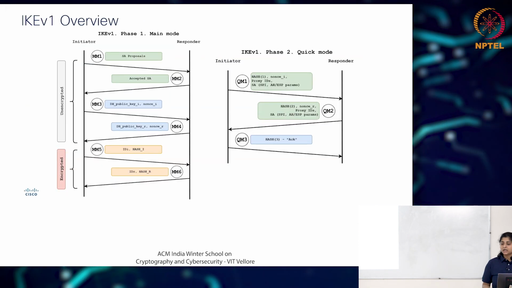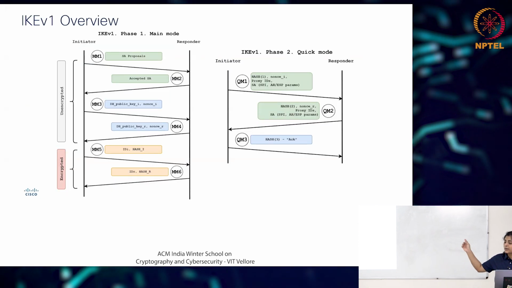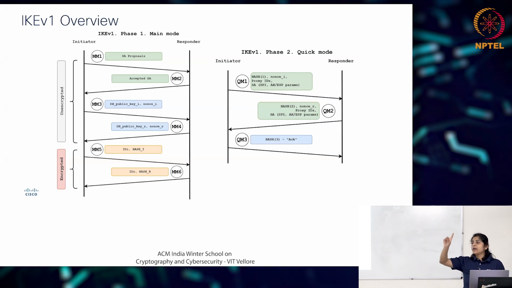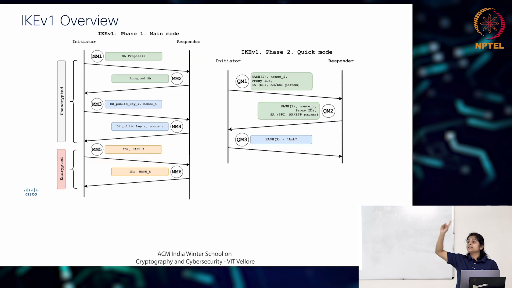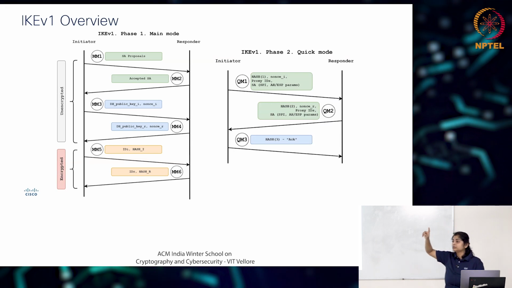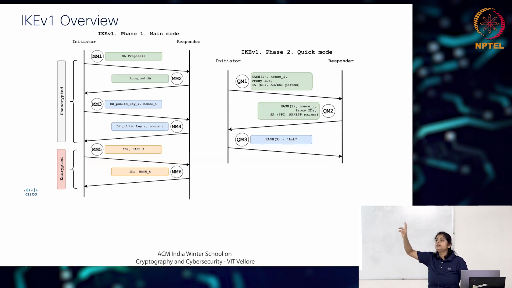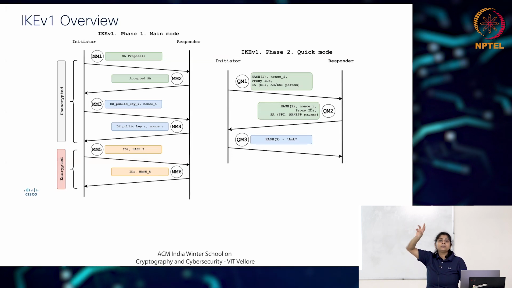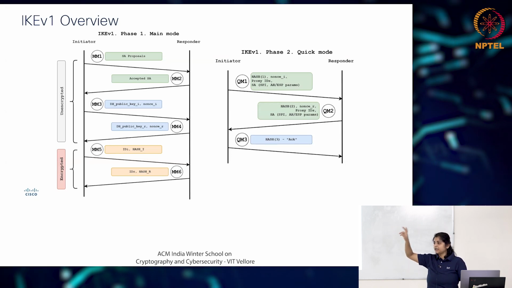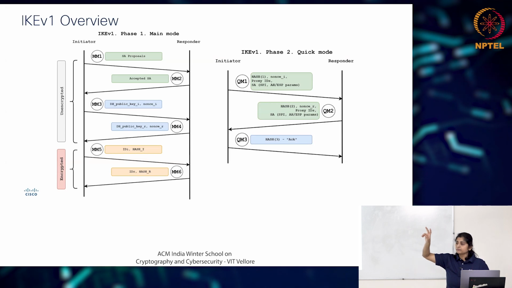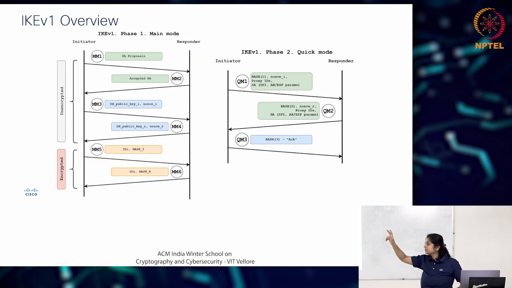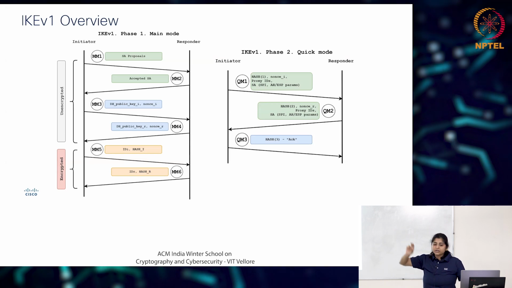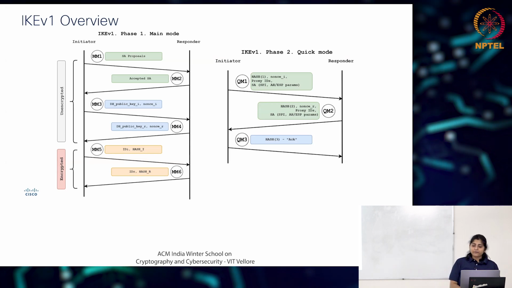Okay. Now, if you look at the screen as well, there is a main mode and a quick mode, okay? Main mode is the IKE exchange we talked about between the VPN devices. The VPN devices are exchanging proposals, identity, what they are going to use. Okay, expand the first packet.